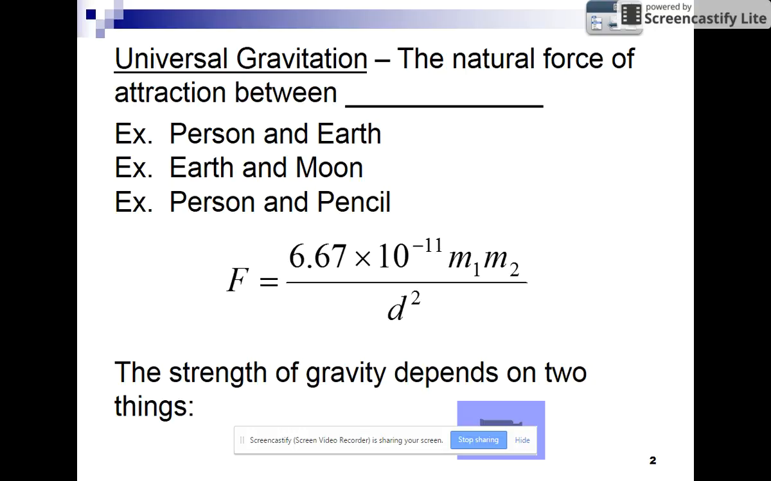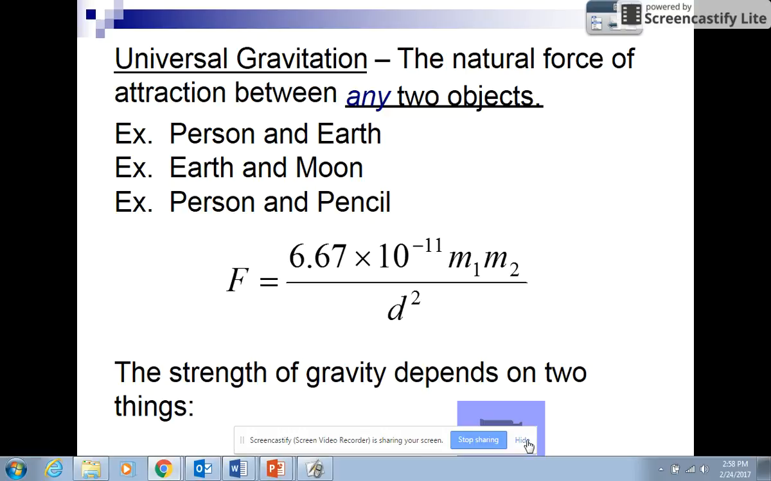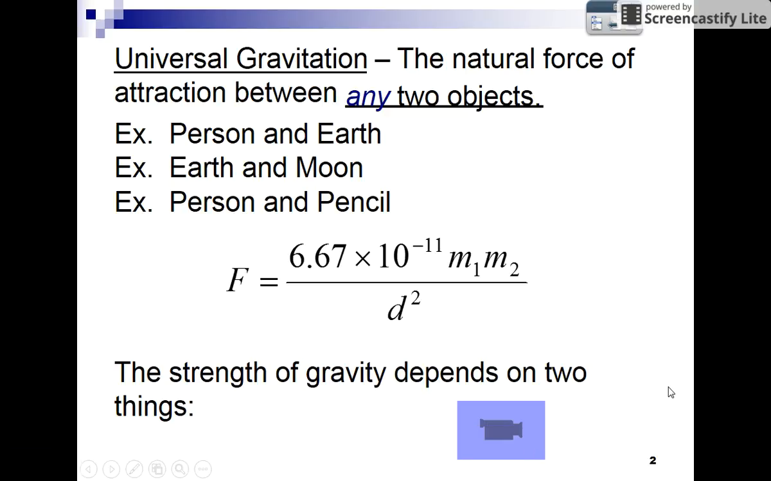Universal gravitation is the natural force of attraction between any 2 points or any two objects. So here we're talking about a person and the earth, or possibly the earth and the moon. Maybe if you have a pencil in your hand, you and your pencil. With universal gravitation, there are two things that gravity depends on. How strong gravity is depends on these two things.